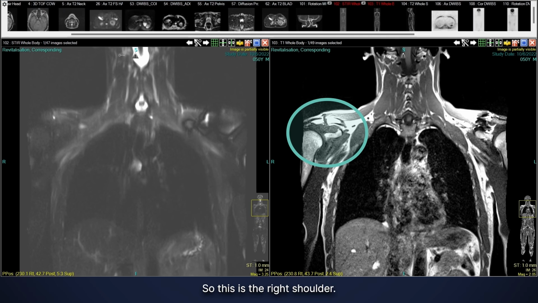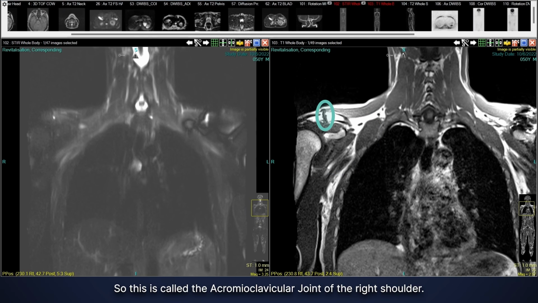So this is the right shoulder, and what I'm looking at are the bones. This is called the acromioclavicular joint of the right shoulder, and what we can see here is joint space narrowing, bony spurring going up and down, and these are typical signs of arthritis. Now in this particular case, this is a moderate degree of arthritis, so this patient may experience pain.